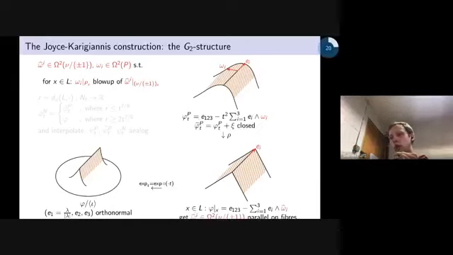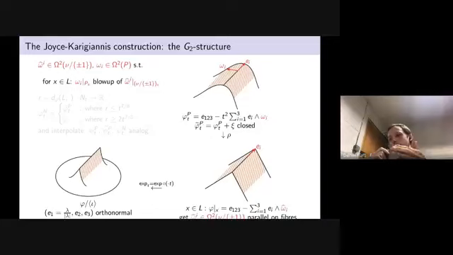So what one can do, and what Joyce-Karigiannis did for us, was write down a correction xi, such that phi pt plus xi is a closed three-form, a closed G2 structure. And they give this xi very explicitly, and so that it has a small norm. So it's not just any xi, but just a small correction of the phi pt.